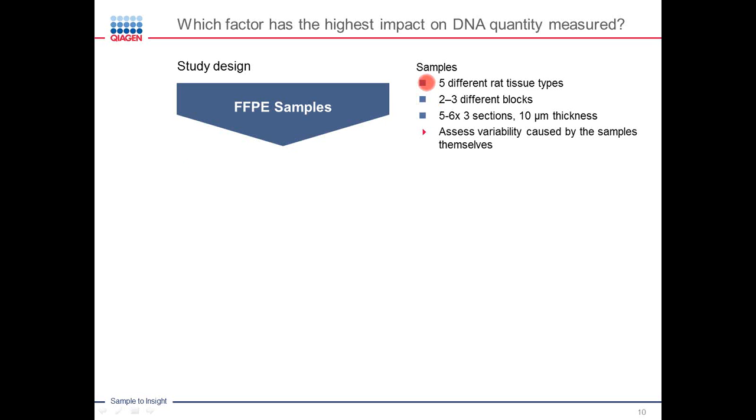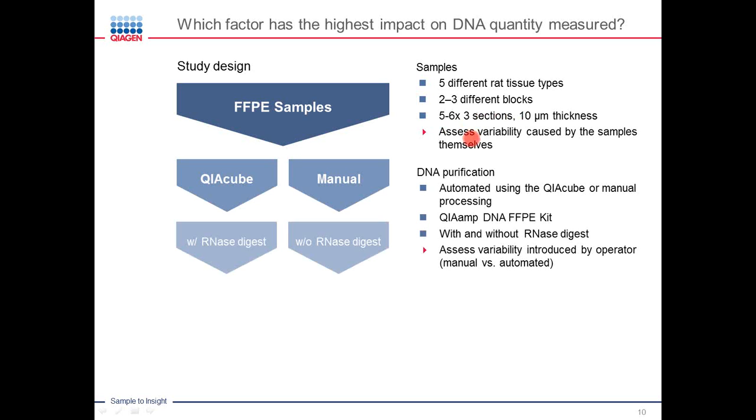So what we then did, and we actually had 5 different tissue types included here, and from these tissues we embedded in 2 to 3 different blocks, and from each of these 2 to 3 different blocks, we took 5 to 6 times 3 sections of 10 micrometer thickness to assess the variability caused by the samples themselves.